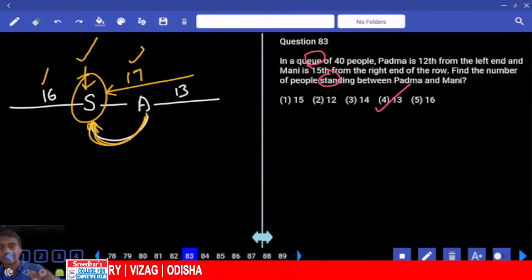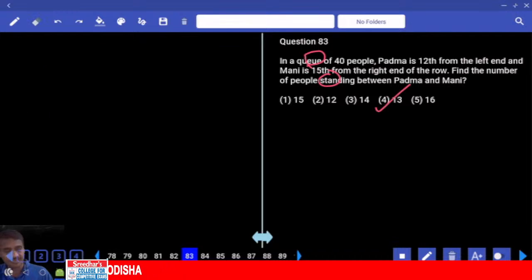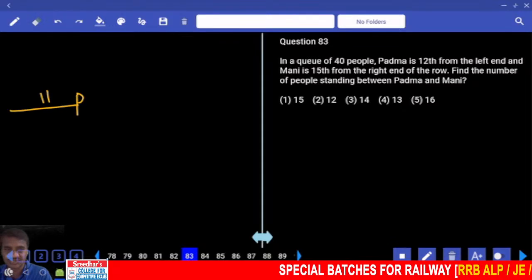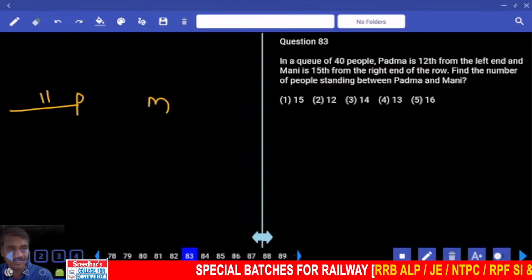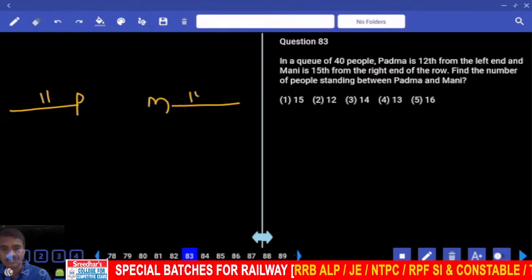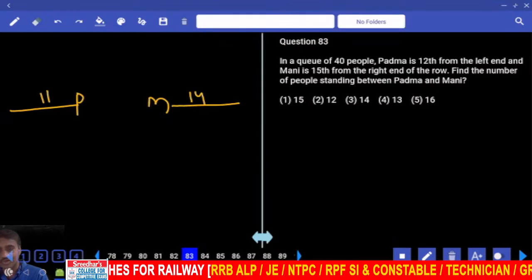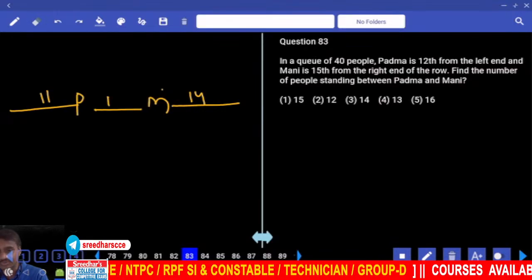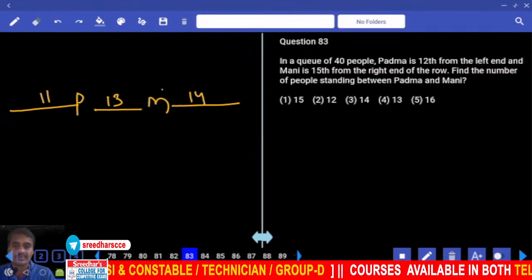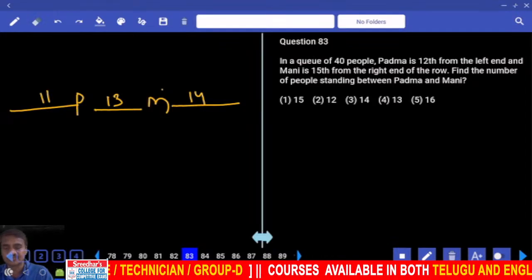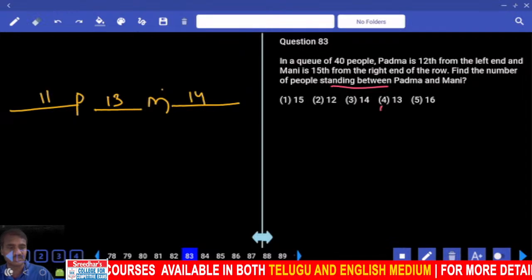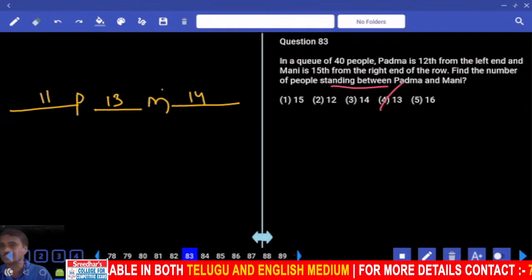Then 83. Now in a queue of how many people? 40. And Padma is 12th from the left and Mani is 15th from the right. Padma is here, 12th from the left hand side. And here Mani, and Mani is 15th from the right, so 14 to the right. Now 12 plus 13 plus 14, 27. Clear? 11 plus 13, 24 plus 14, 38 plus 2, 40. Then find the number of people in between these. So how many are there? 13. 13, choice for question number 83.